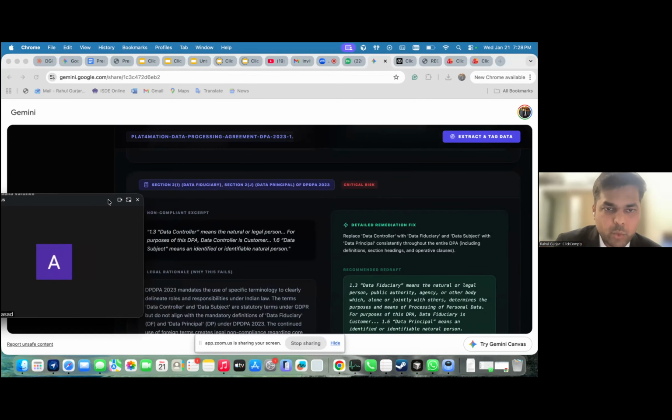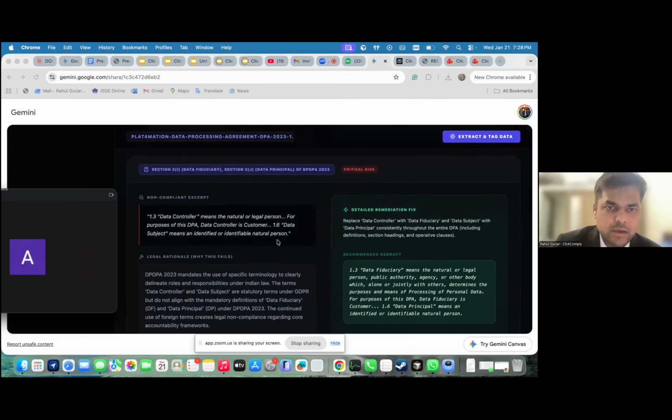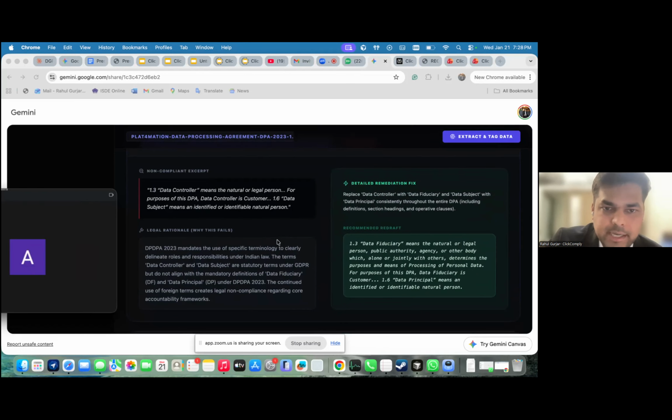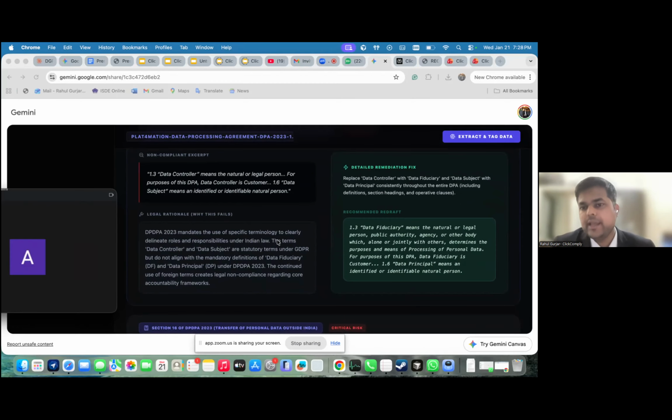So similarly, whatever is not compliant, then there's 1.3 that says data controller means a natural or legal person for purposes of the DPA, and so on. The recommended fix would be: data fiduciary means the natural or legal person, public authority, agency, or other bodies. And for the purpose of the DPA, data fiduciary is the customer. Data principal means an identified or identifiable natural person.